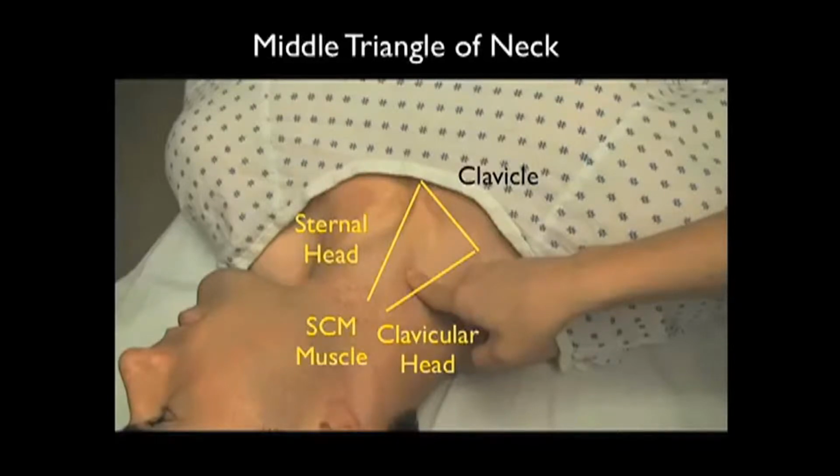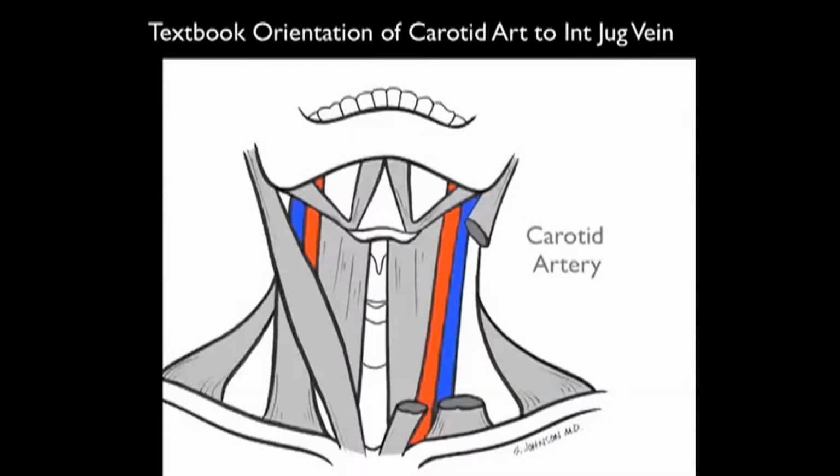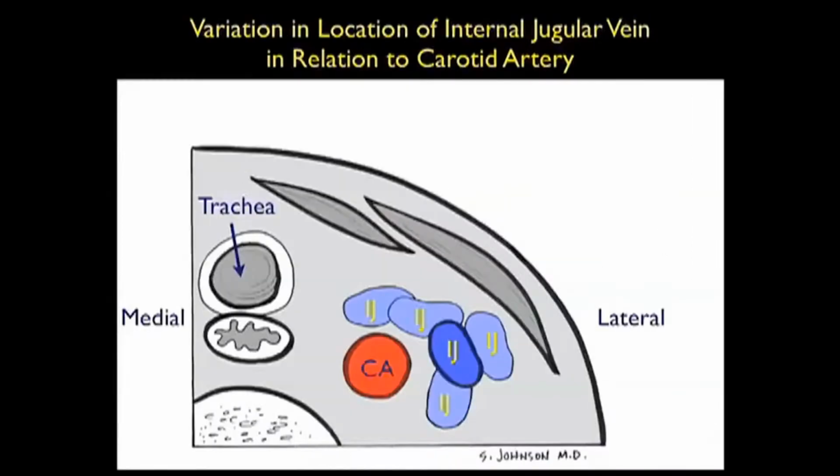Within the middle triangle of the neck run two very important vascular structures, and as per the textbook orientation of the carotid artery to the internal jugular vein, we see in the image here that the carotid artery should run medial to the internal jugular vein, which lies lateral to the artery. However, unfortunately, there's great variability in human anatomy, and many times the internal jugular vein can overlap the carotid artery, as shown in the drawing here.